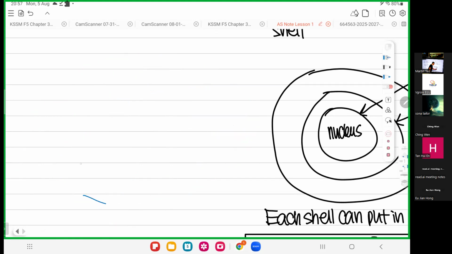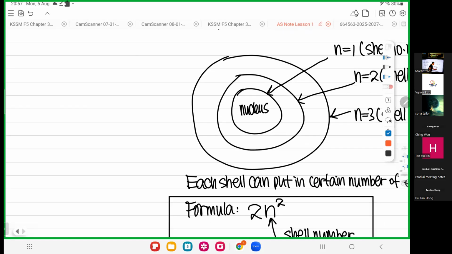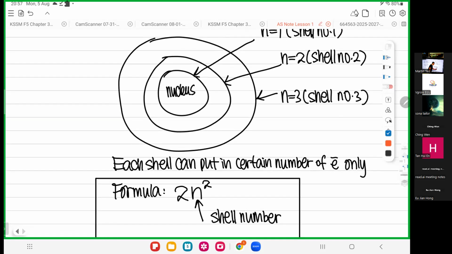Actually, the third shell can put more than 8 electrons. The fourth shell can put more than 8 electrons as well. So how to do it? No need to memorize. You can use this formula, called 2n power 2. This formula can help you to calculate how many electrons every shell can accommodate.